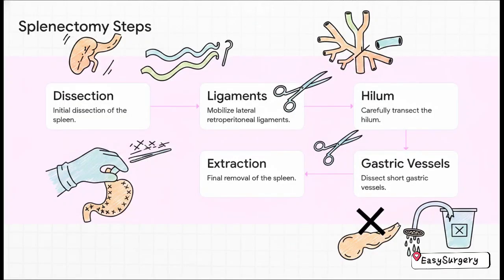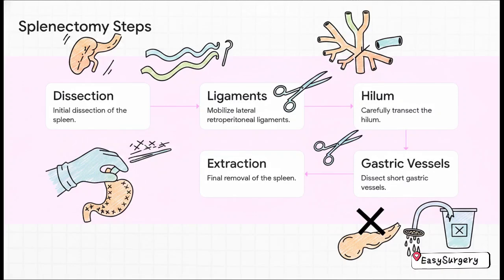All right, so how do we actually pull this off? Whether you're doing it open or laparoscopically, there are 5 main steps. You dissect the spleen, free up those lateral retroperitoneal ligaments, carefully transect the hilum, dissect the short gastric vessels right along the stomach's greater curvature, and finally, extract the organ.